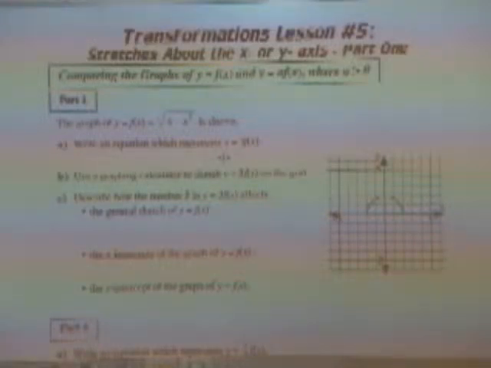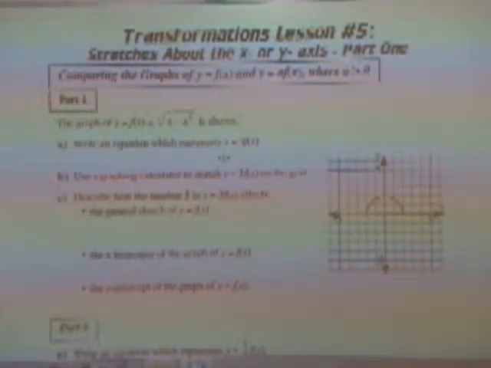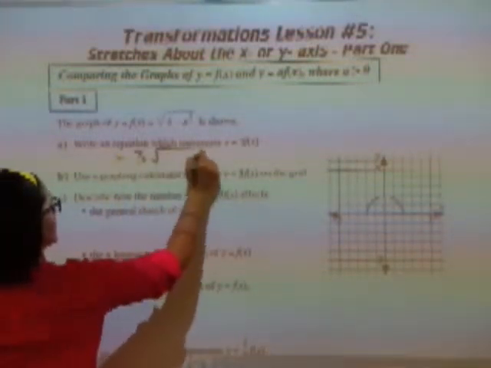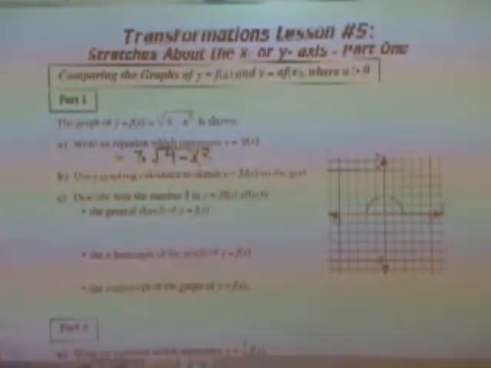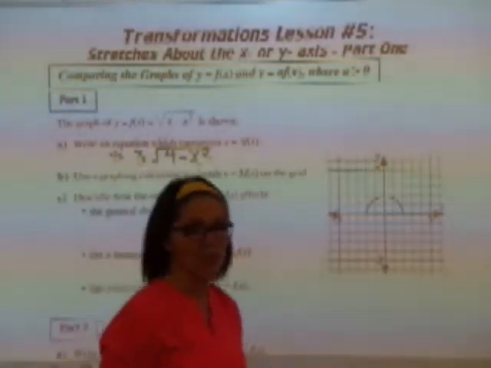So we have the graph of f of x equals the square root of 4 minus x squared. Write an equation which represents y equals 3 times f of x. So what would my equation look like if it was 3 times f of x? It would be 3 times the square root of 4 minus x squared. So what I would like you to do is use the graphing calculator and sketch those two graphs on a grid. Make sure you adjust your window settings so it goes from -5 to 5 and see what you get.